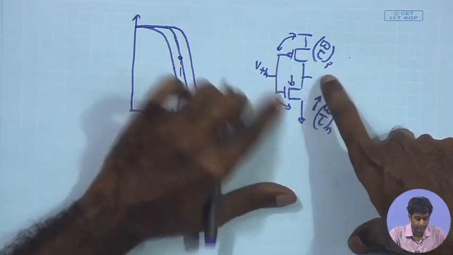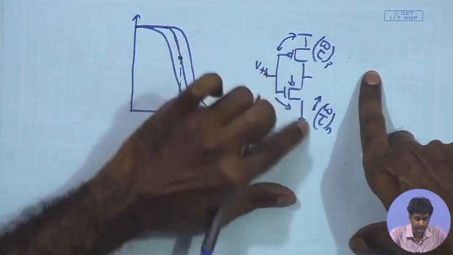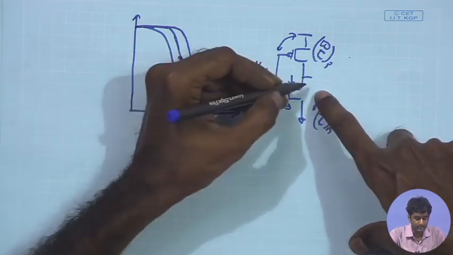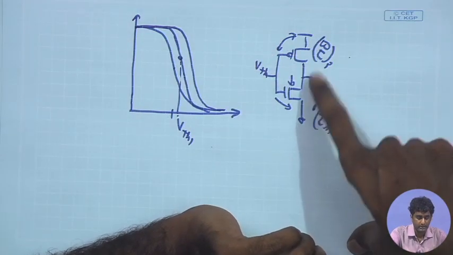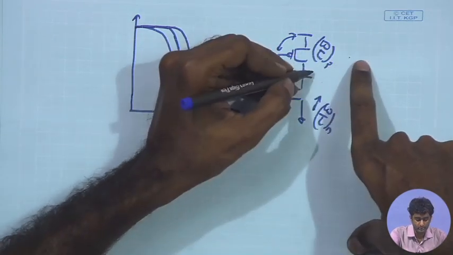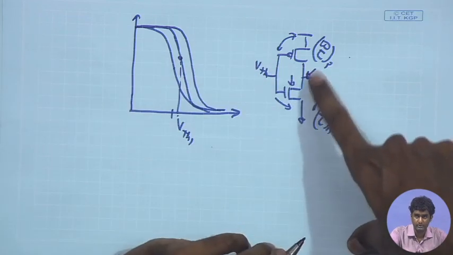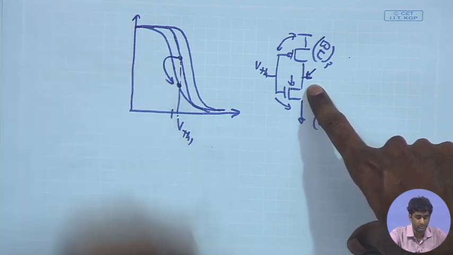And for the NMOS, however, the scenario is different. W by L has increased. For the same VG, therefore, I would expect larger current flow over here. And that would mandate that the PMOS also has larger current, because they are the same device. And the only way the PMOS can have larger current is if this voltage goes down, right? That would mean that this voltage must be further down as compared to the previous values. We can see that this curve should shift down from here to here.